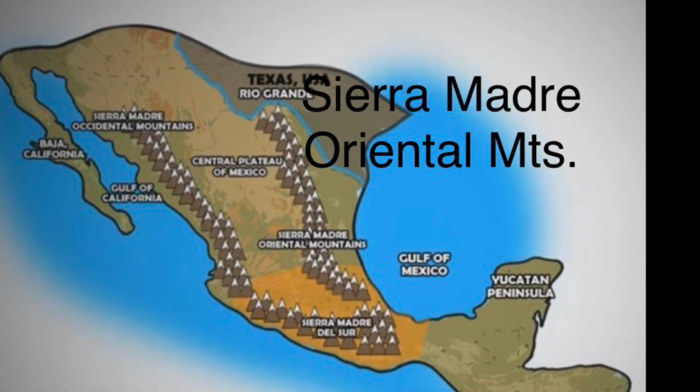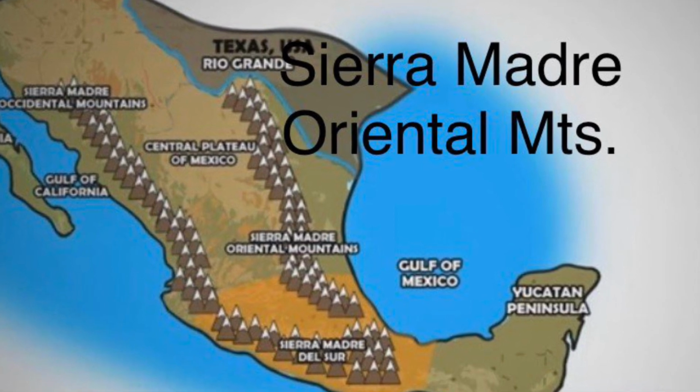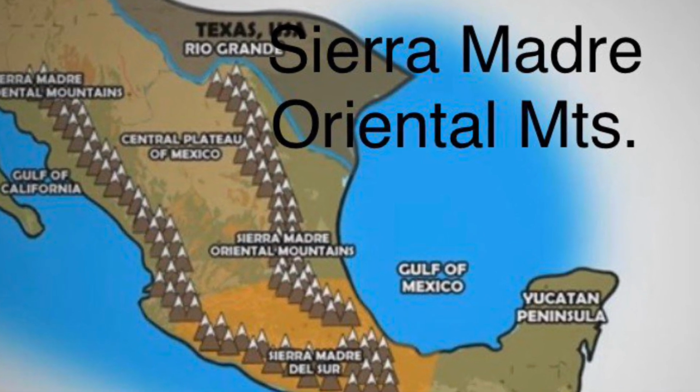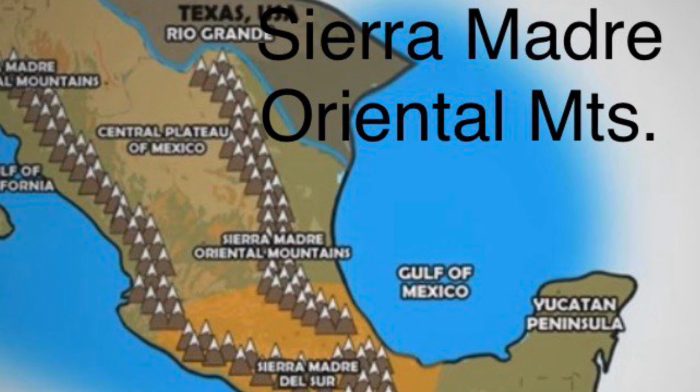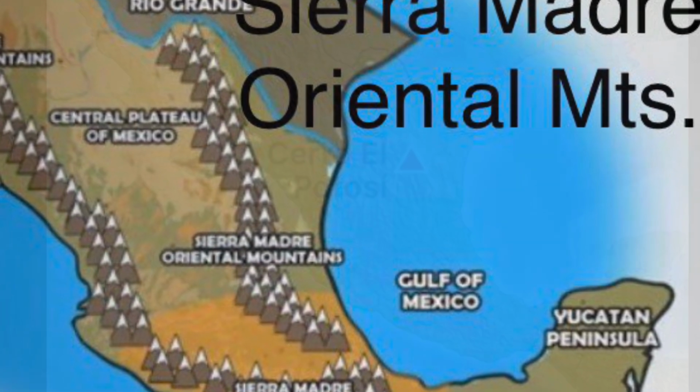The Sierra Madre Oriental Mountains are totally different from the mountains on the western and southern side of Mexico, where all the subduction is happening. Let's take a look at these mountains.